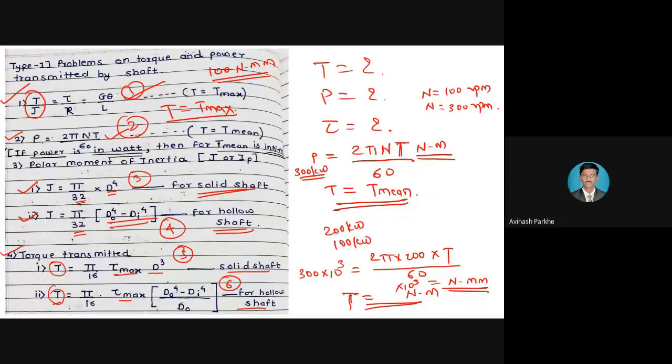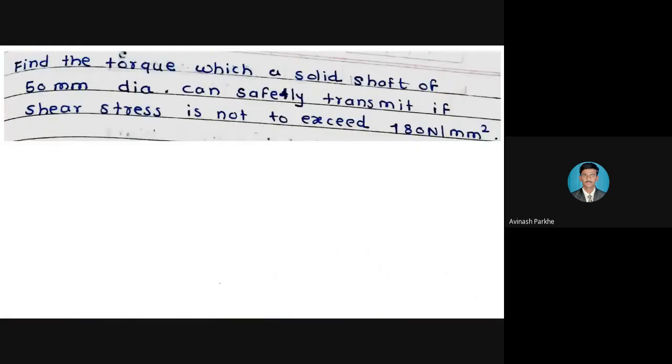Yes, sir. Okay. So we'll start with the first numerical. Very simple numerical is there. I will read the statement, we will write down the given parameters, and then we will solve. So this is problem number 1. Very simple numericals are there for type number 1.